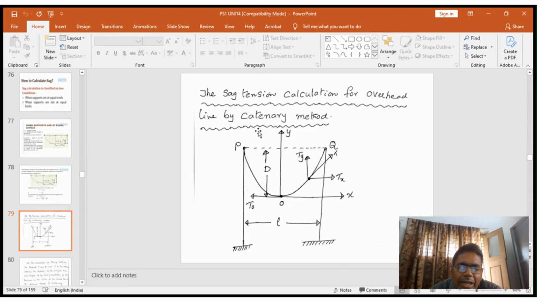In the catenary method, when a conductor is suspended between two equal supports, we calculate sag and tension as follows. Here capital D is the sag, the vertical distance between the line joining the two supports and the lowest point of the conductor. T naught is the horizontal component. At a point, the tension acts tangentially. P and Q are the two supports, and L is the span length between them.